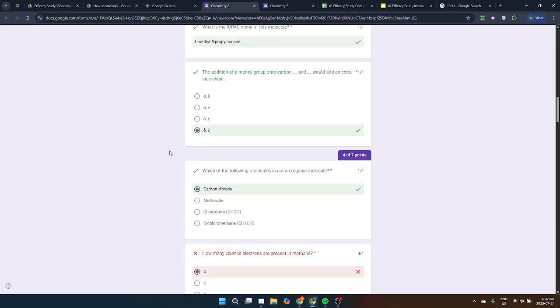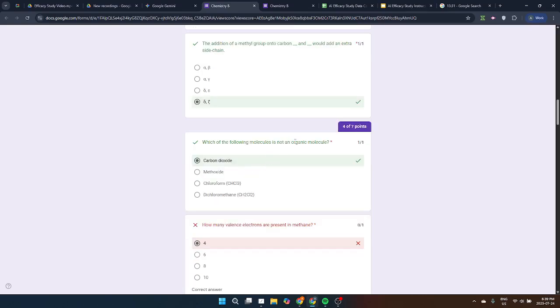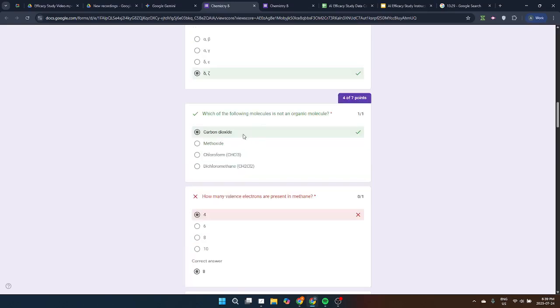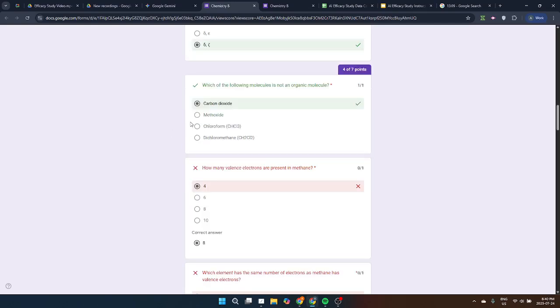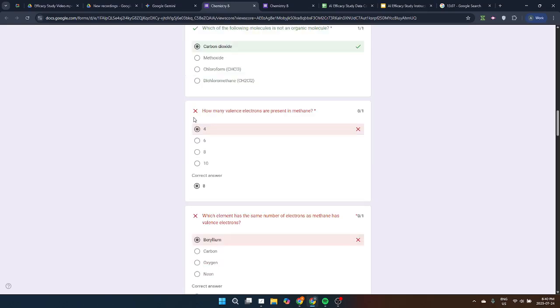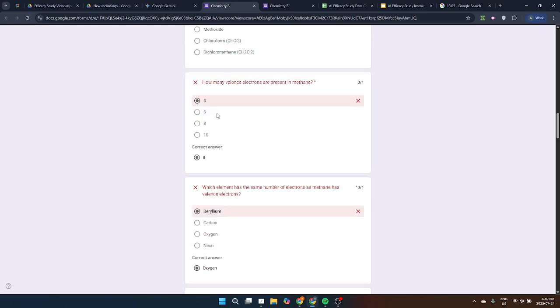Which of the following molecules is not an organic molecule? I deduced carbon dioxide, because in just CO2 there's no carbon bonded to hydrogen. In these two examples, that is present. I'm not entirely sure about the formula for methoxide, but carbon dioxide immediately stands out as the inorganic molecule here.